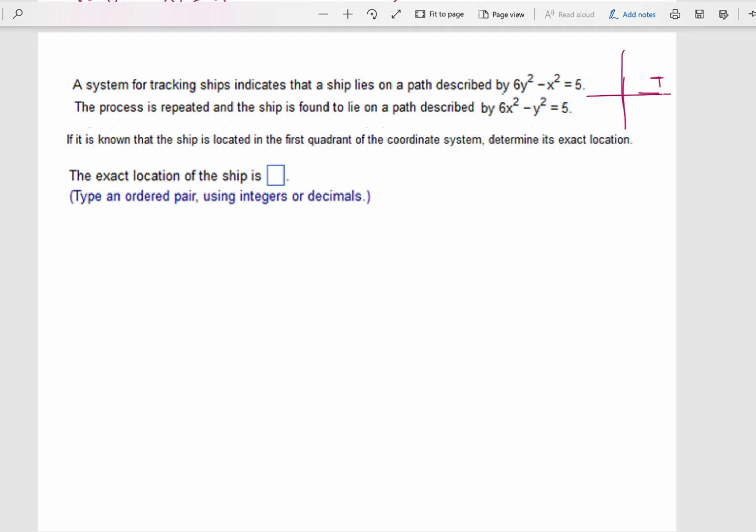this is my first quadrant. And in my first quadrant, I have positive x's and positive y's. Every single ordered pair you'll find in the first quadrant, I have to move right with my x's so it's positive, and I have to move up with my y's so it's positive. And so it says that it's in the first quadrant of the coordinate system, and it wants to know the exact location. Well, we're trying to find what point lies on both of these paths, right? And so that would be the solution to this solution set.